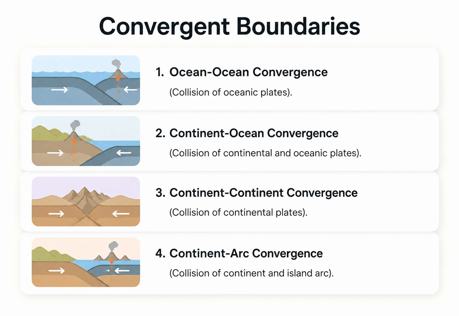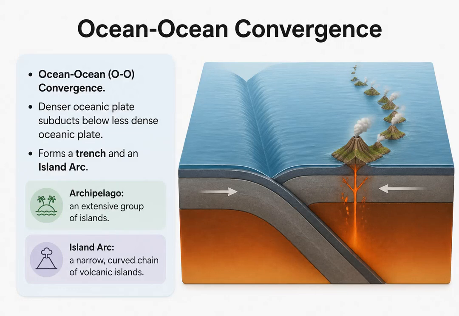There are four main subtypes we will explore: ocean-ocean, continent-ocean, continent-continent, and continent-to-arc convergence. Let us start with ocean-ocean convergence. When two oceanic plates collide, the older, colder, and therefore denser plate subducts, or sinks, beneath the less dense plate. This plunging action forms a deep trench along the boundary.